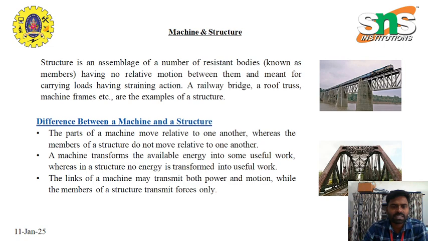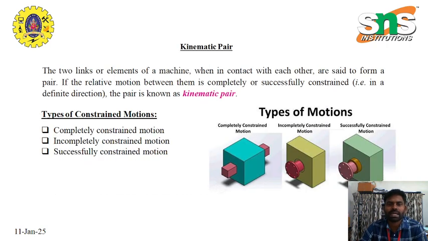Now the difference is, the parts of a machine move relative to one another, whereas the members of a structure do not move relative to one another. A machine transforms the available energy into some useful work, whereas in a structure no energy is transformed into useful work. Next, the links of a machine may transmit both power and motion, while the members of a structure transmit forces only to the components.